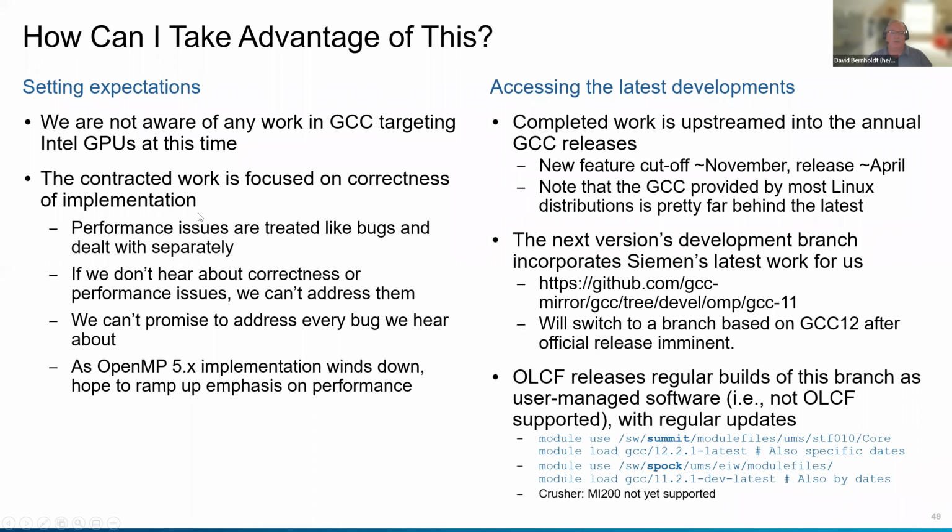One other thing that we should say about this is the work that we've contracted for focuses on basic implementation and getting that correct. The way it works with Siemens is that performance issues are treated like bugs and they're dealt with separately. So if we don't hear concerns about correctness or performance issues, we can't address them. Of course, we don't necessarily have the money to address every bug that we hear about, but we will do our best to prioritize based on the impacts to people.